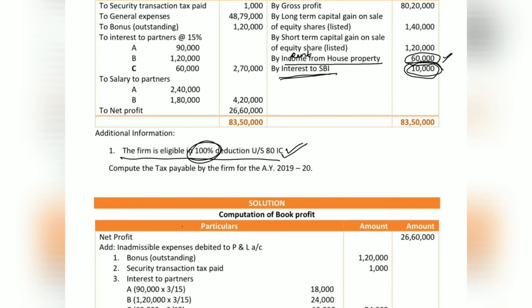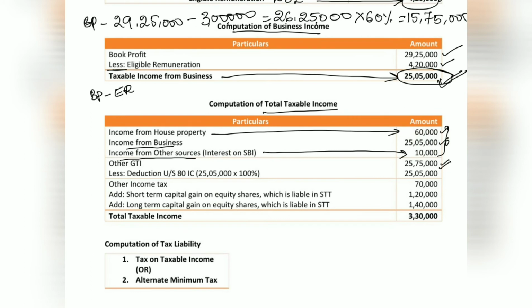So the deduction shall be 100% of profits and gains of industrial undertaking for the first 5 years commencing from the initial assessment year, and then 25% for the next 5 years. So the 80IC deduction is a complete 100% of your business income. Your business income is 25 lakh 5,000. On that, the complete 25 lakh 5,000 will be deducted. So the taxable income is 70,000.